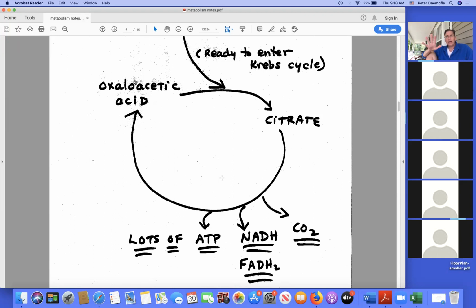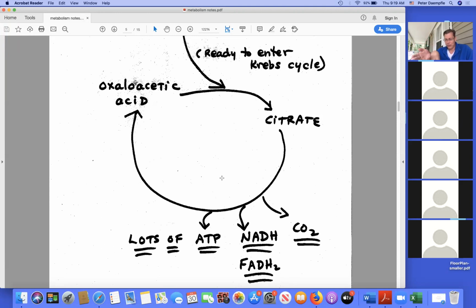Think of when you play cards. If you ever play poker, different hands are worth more. Like 3 of a kind is worth more than 2 pair. 2 pair is more than 1 pair. 3 of a kind is like the NADH. It happens to be worth 3 ATPs. FADH2 is worth 2 ATPs. ATP is worth 1 ATP.